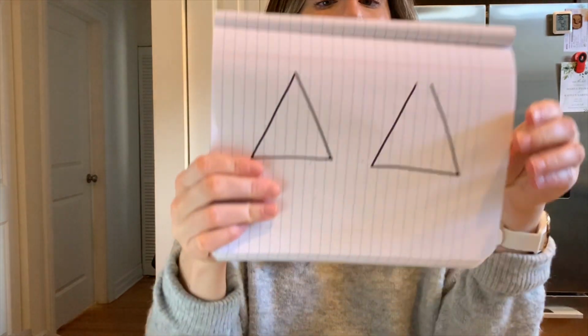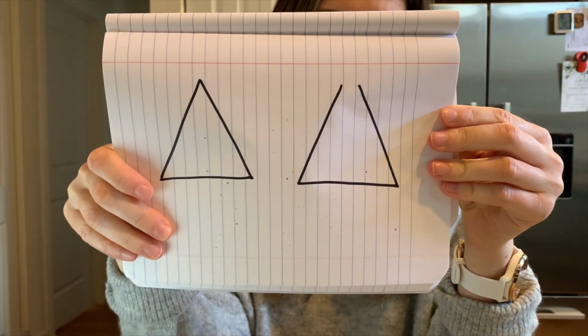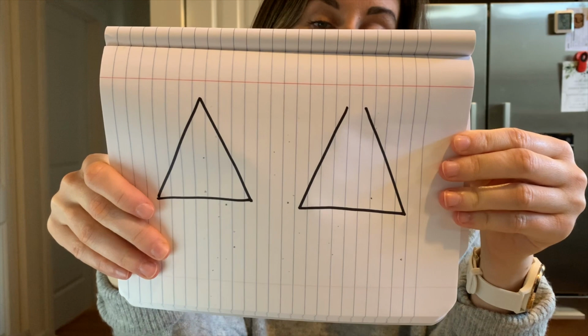Okay, hopefully you have an idea of at least one way they are the same and one way that they're different. One way that these shapes are the same is that they both have 3 sides, right? They're not exactly both triangles, but they do both have 3 sides.